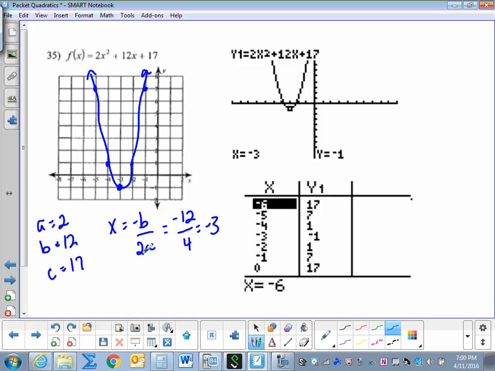So there's my wiggly parabola. All I did was find the vertex, plot that, and then use the table to find some points. So go ahead and try number 36.